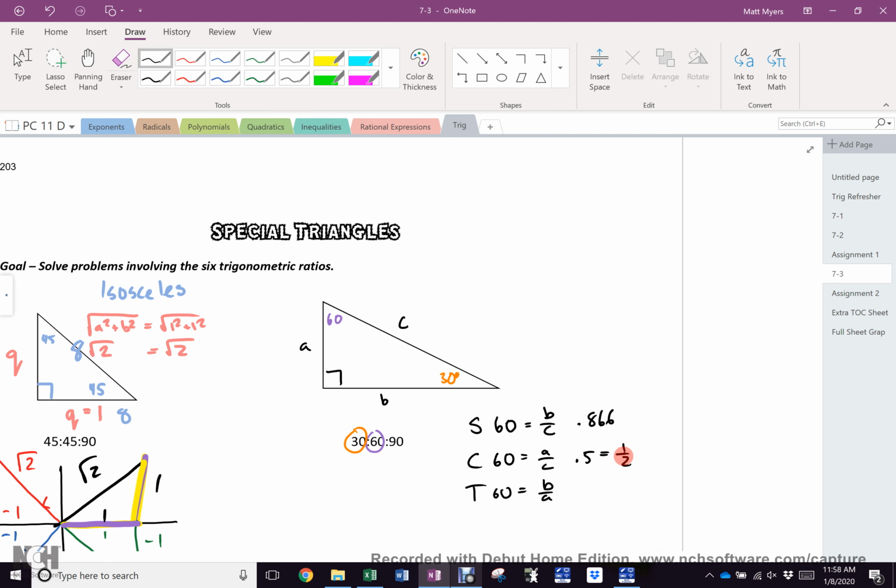What else is cosine? So ka toa. Adjacent over hypotenuse. Now, there's 60. What's adjacent? A. So what value must it have? 1. What's the hypotenuse? So what value must it have? Can you now find the third value? What is it?